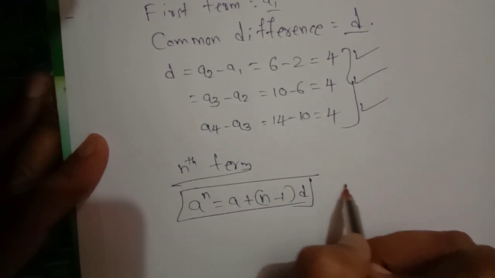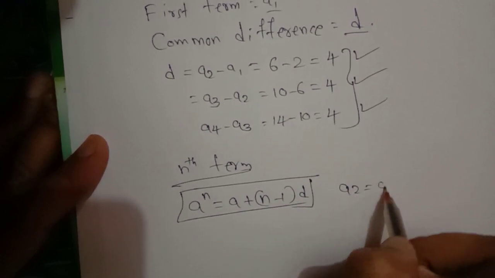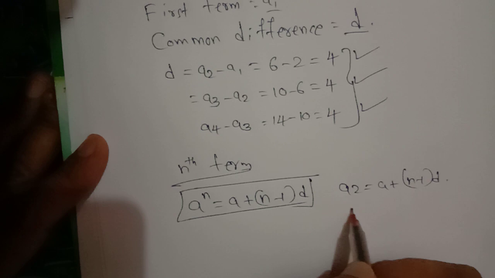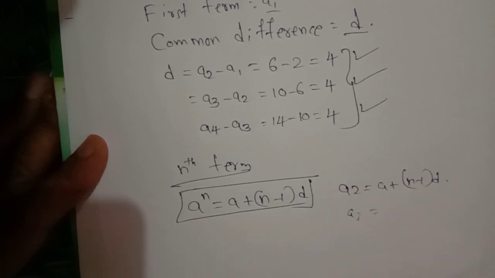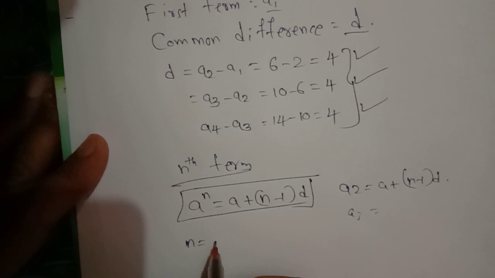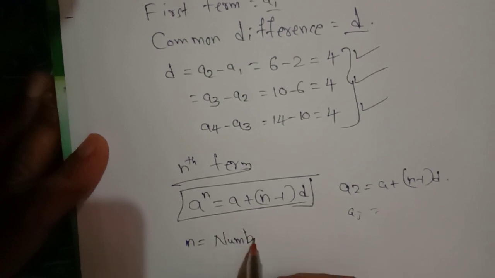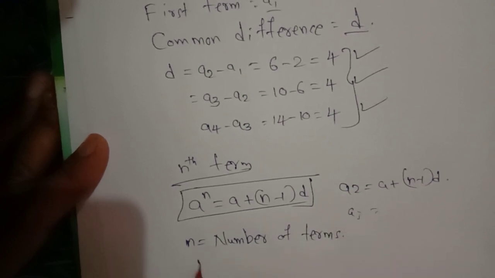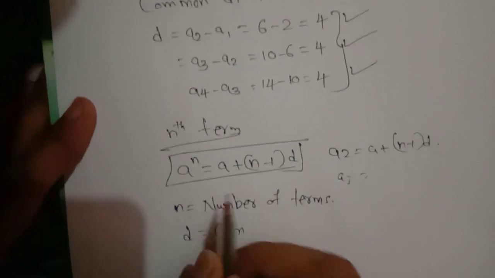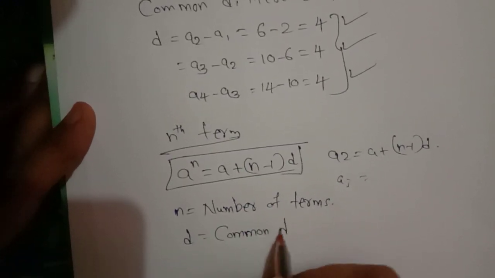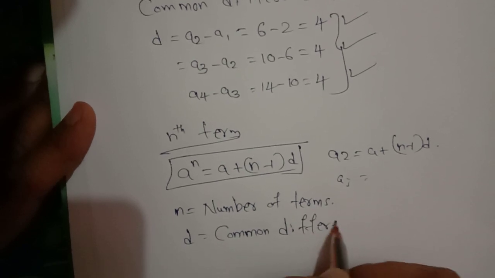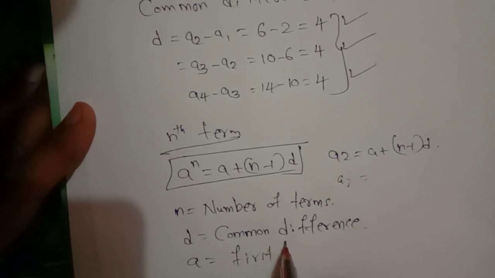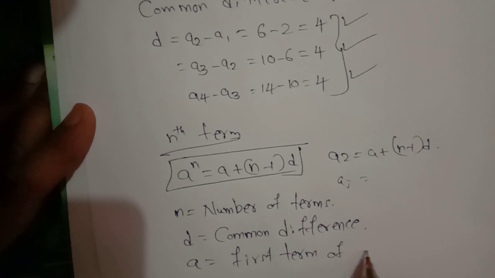If we want a_2, again we can write here A plus (n minus 1) D. Like this you can find a_3, a_4, all these things. And what is the N here? It is the number of terms, N. And D means this is the common difference. A means first term of an AP.